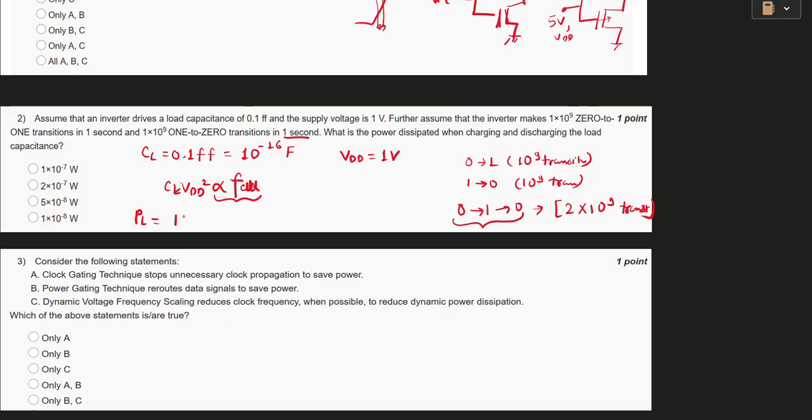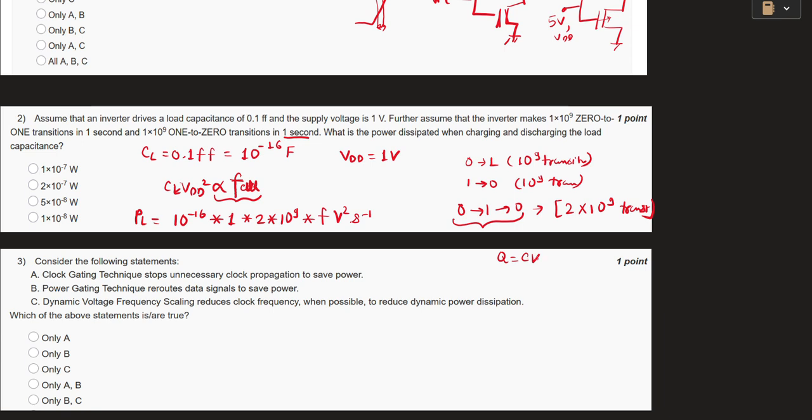dissipated will become this CL, that is 10 raised to the power minus 16, VDD square, that is 1 square. And this alpha times FCLK is this much activity, 2 into 10 to the power 9. Now let's match the units. This has units of farad, right? And VDD square is volt square. And here we have 2 into 10 to the power 9 transitions happening in 1 second, so it is per second, right?